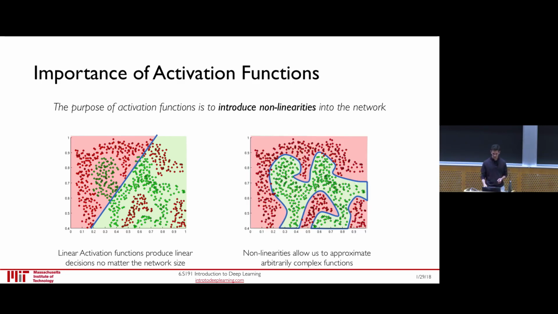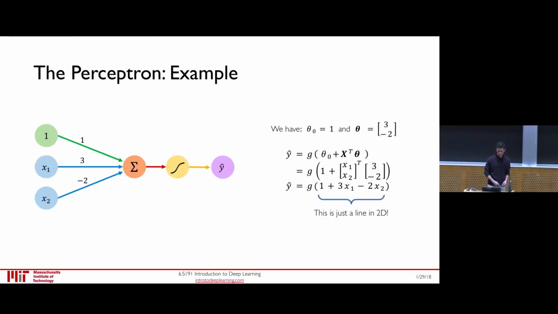But once we introduce nonlinearities, the capacity of our network has extremely increased. We're now able to model much more complex functions. We're able to draw decision boundaries that were not possible with only linear activation functions.